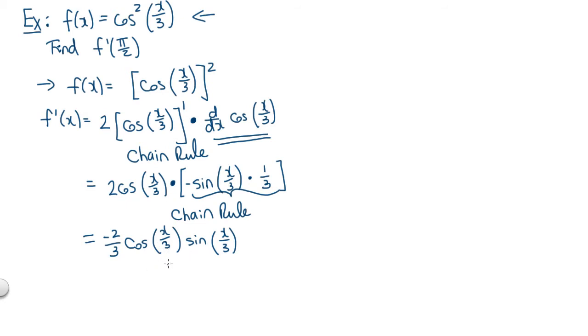And remember that what we're trying to do in this problem is actually plug in a value. So as soon as we've got it reasonably simplified, we might as well jump into that part of the calculation. We want f prime of pi over 2. So plugging in, here we get -2/3 times cos.